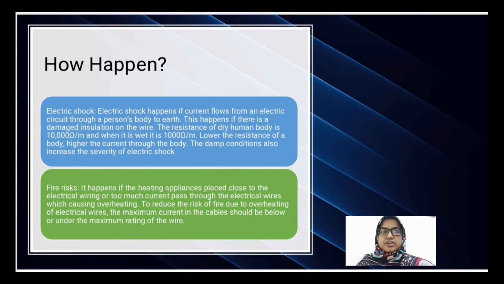Next, we look at the fire risk. It happens if a heating appliance is placed close to the electrical wire or too much current passes through the electrical wires, causing overheating. To reduce the risk of fire due to overheating of electrical wires, the maximum current in a cable should be below the maximum rating of the wires.